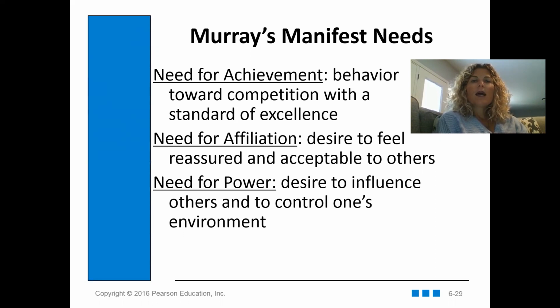Right, so this behavior towards competition with a standard of excellence, so what can I do to feed that need, right? A pay raise isn't going to do it, right? So, giving them something that they can excel at, that they can achieve, so giving them more responsibility could potentially feed this need for achievement. Need for affiliation, to be with others, to work with others.